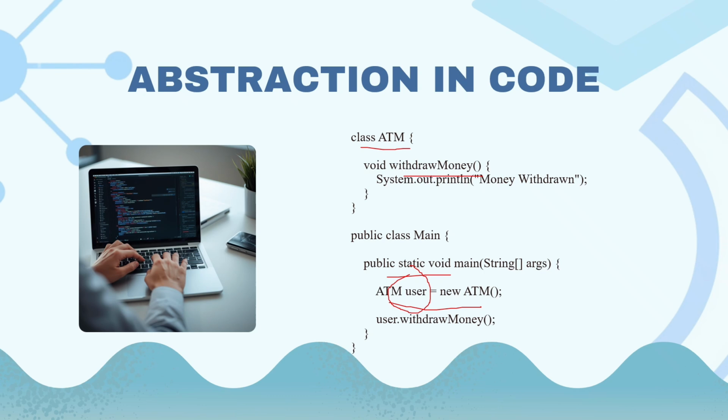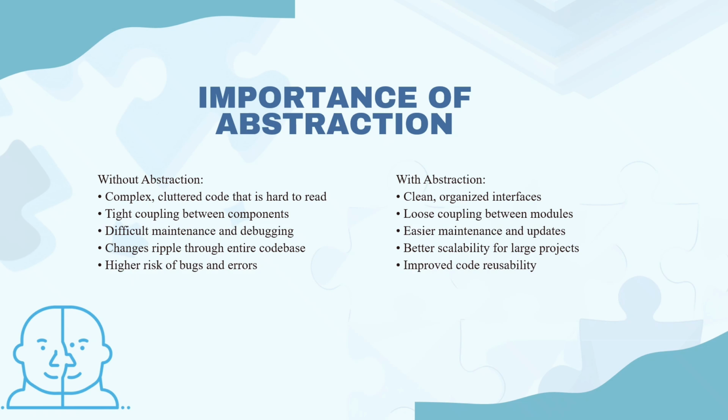So now when we write user.withdrawMoney, the withdrawMoney method of that ATM object will be executed. Here the user only interacts with the withdraw functionality, right? So what do you know from this? The internal processes like verifying the PIN, checking the account balance, processing the transactions, and connecting to the bank server are hidden from the user. So this is the main concept of abstraction. Hope you understand, guys.